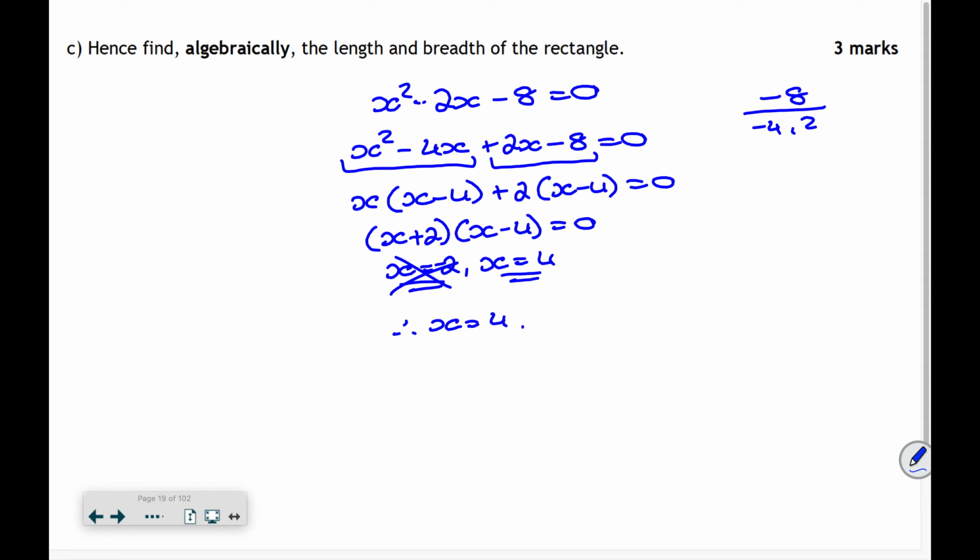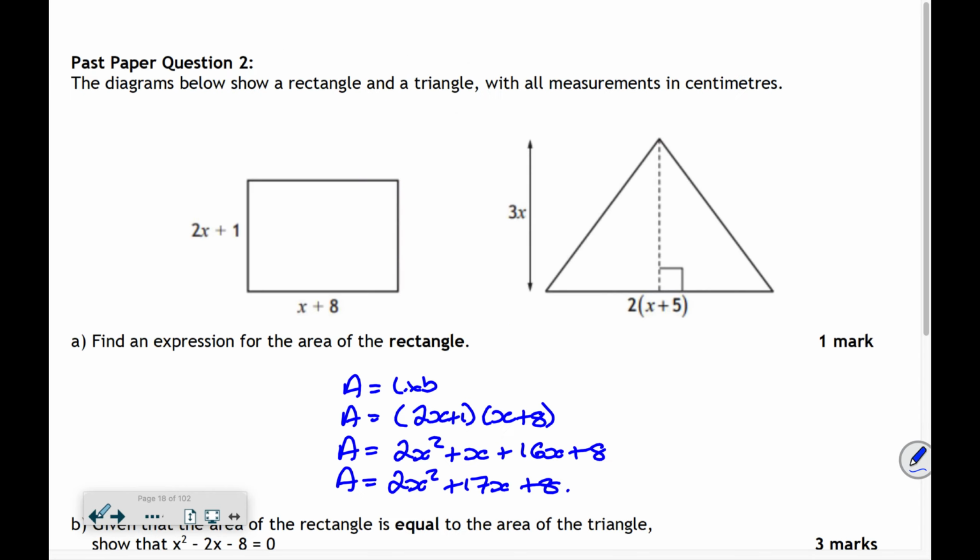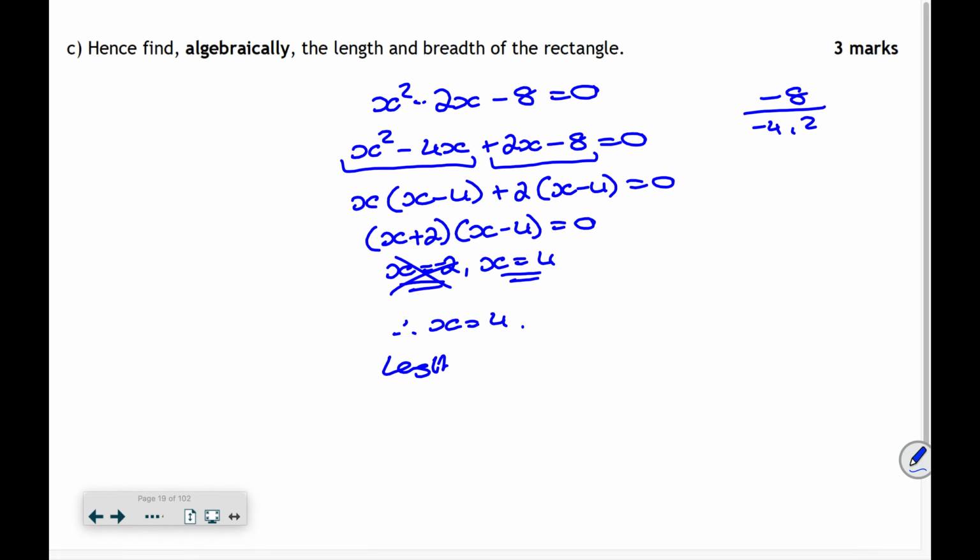And the question then says, find the length and breadth of the rectangle. Well, if x is equal to 4, then the length is x plus 8 and the breadth is 2x plus 1. So if I sub 4 in for that, it's going to be 4 plus 8, which gives us 12. And it's in centimetres, so it's going to be 12 centimetres.